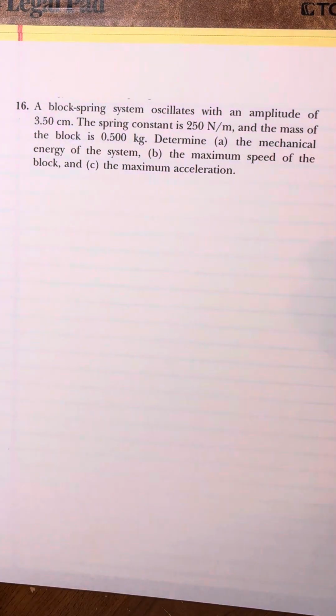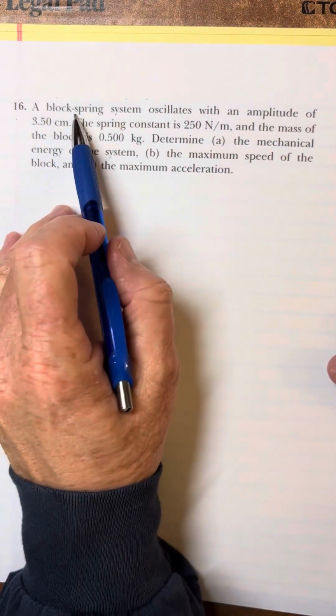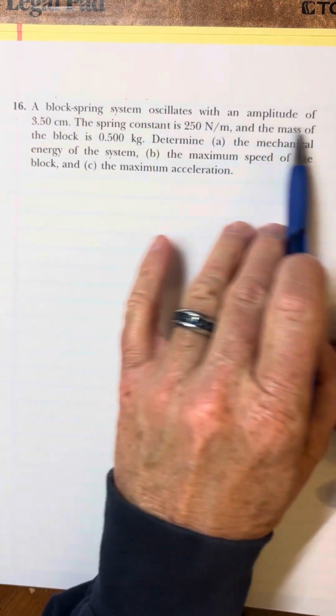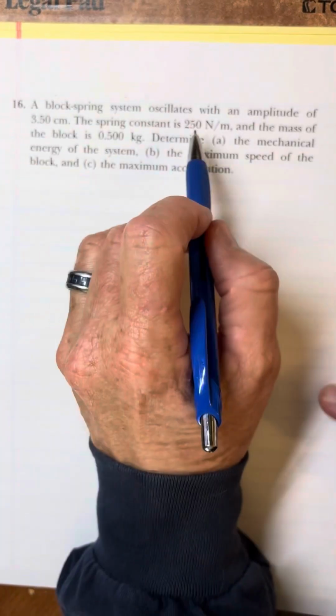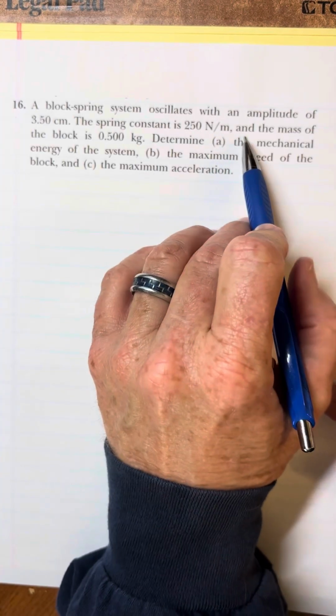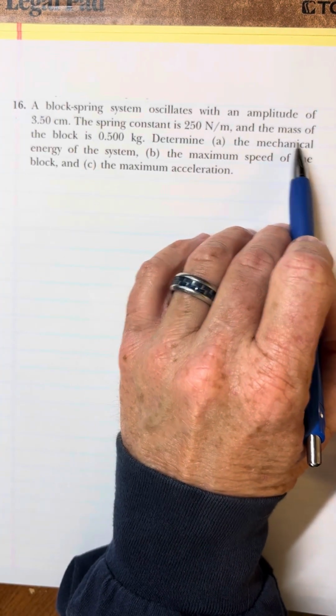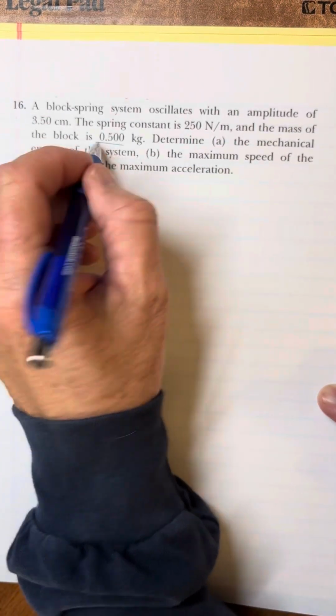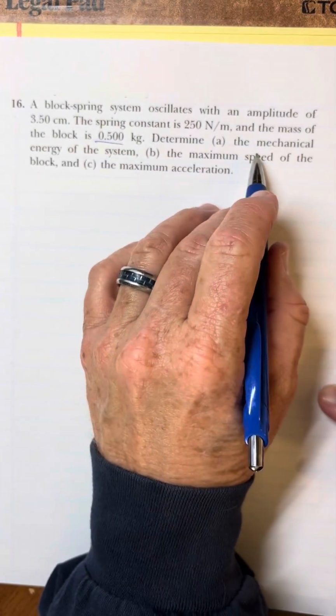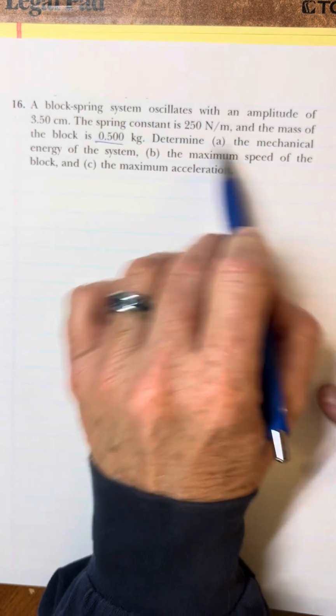So let's give that one a little try here. And again, I printed it up. So here it says a block spring system oscillating with an amplitude of 3.5 centimeters. A spring constant is 250 newtons per meter. And the mass of the block is 0.5 kilogram. Determine A, the mechanical energy.